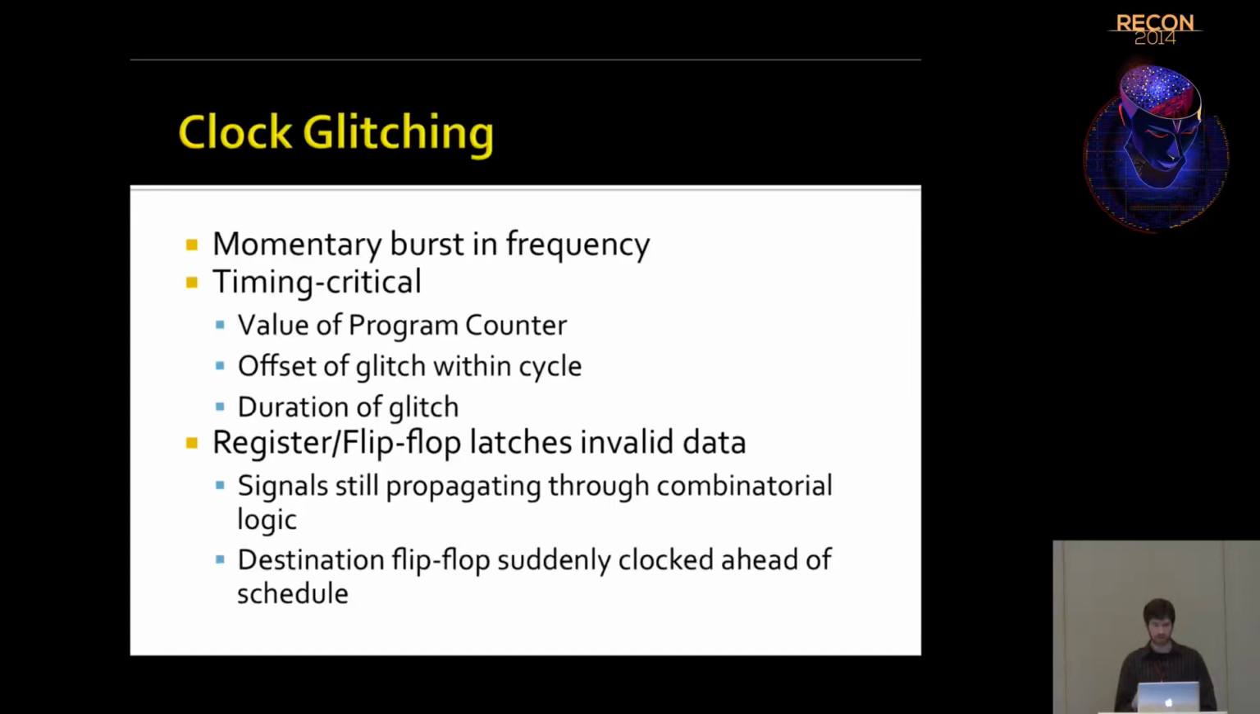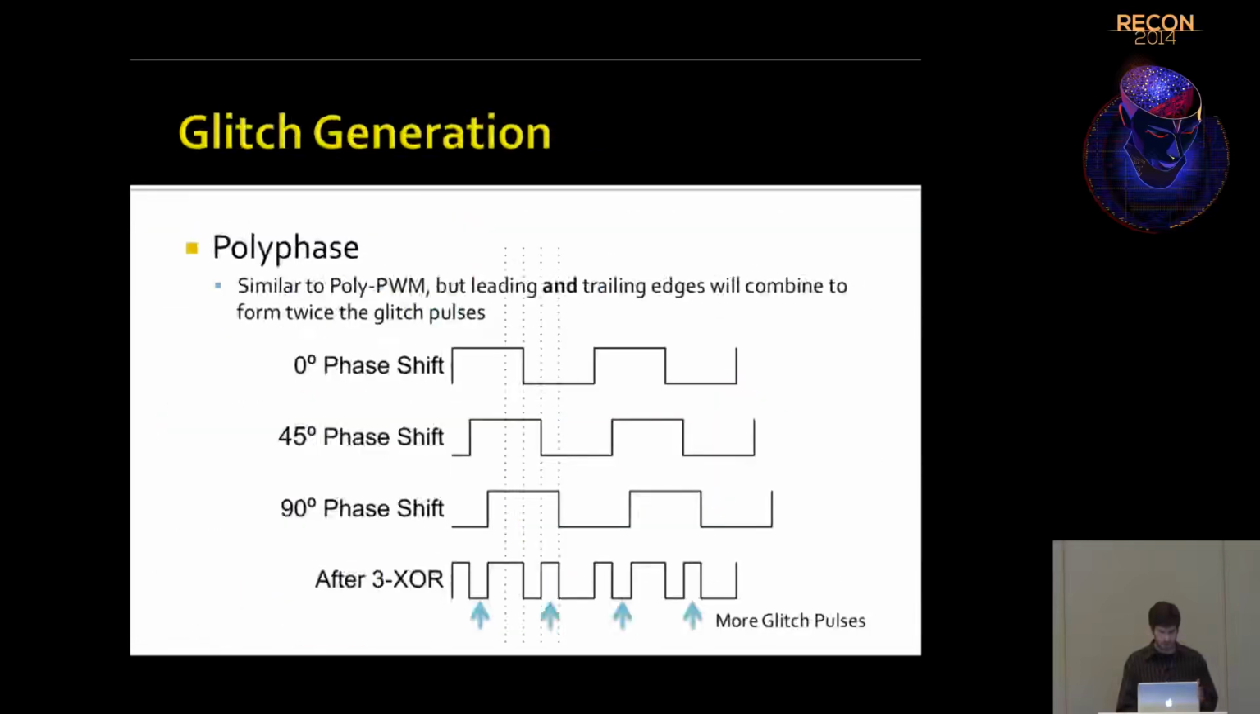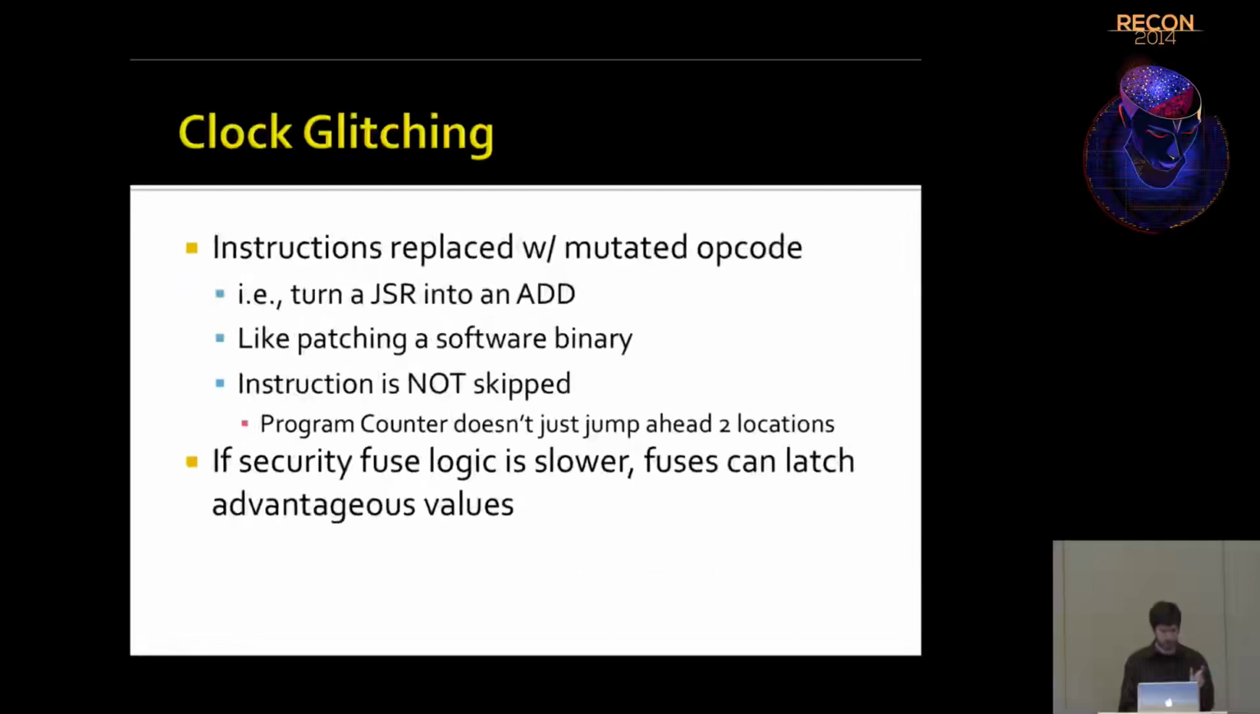It's the same as the software side. You're trying to get rid of the jump, maybe in a crackme, to a bad dialog box. You're just converting the jump to maybe an add or something harmless. And what's also important is the offset of the glitch within the particular instruction cycle that the CPU is on. Because that was this guy here, where the first and second waveforms combined allow you to set the offset of where in that clock cycle the glitch starts.